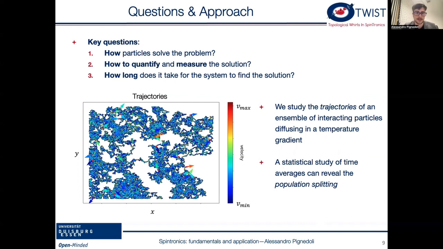To do that, we study the trajectories of this ensemble of interacting particles that diffuse in a temperature gradient. The idea is that a statistical study over time averages can reveal the solution of the problem and the behavior of the system, in particular the population splitting, which means that some particles at some point get trapped in the configuration space. And so we want to measure their density to map it to the probability density that solves the problem.